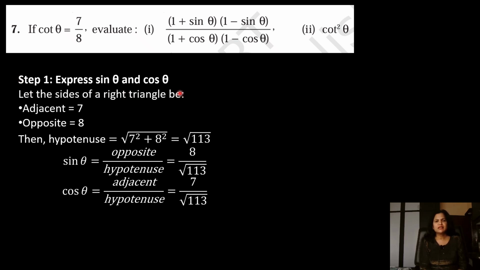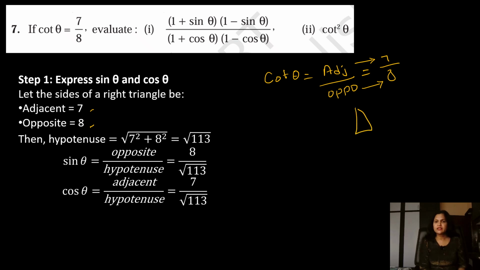Step 1, express sine theta and cos theta. Let the sides of the triangle be 7 and 8. That is, adjacent is 7 and opposite is 8, because given is cot theta equal to 7 by 8. Cot theta is equal to adjacent by opposite. That's why adjacent is equal to 7, opposite is equal to 8. We get these values.